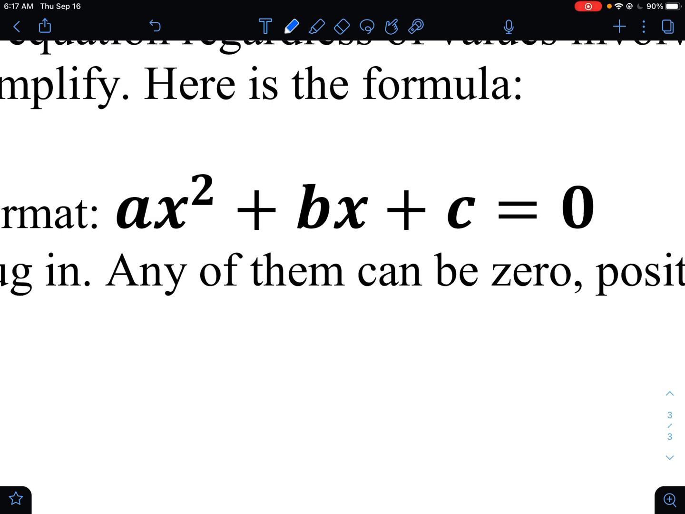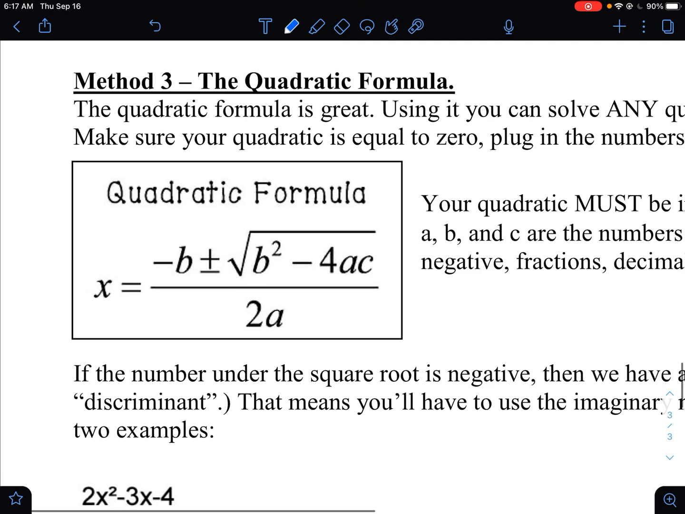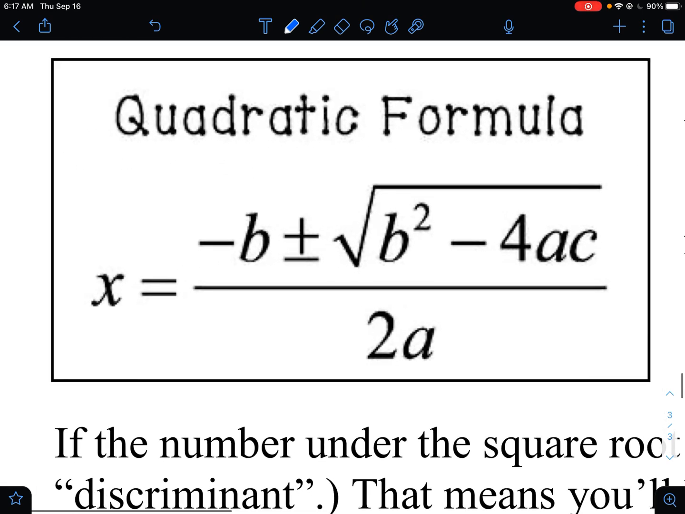If it doesn't equal 0, make it by subtracting everything over to the left or right side, whatever side has your quadratic. And the b's are the terms that are on the x. The a's are the term that's on the x squared, the coefficients on x squared, and then c is the constant term. And what you're going to do is plug the numbers in and simplify, and it gives you your answers.